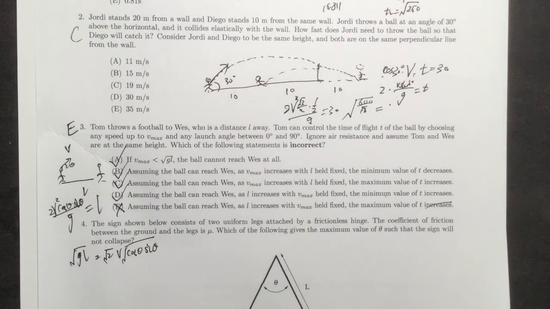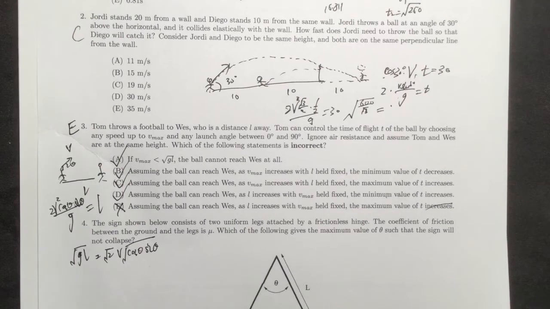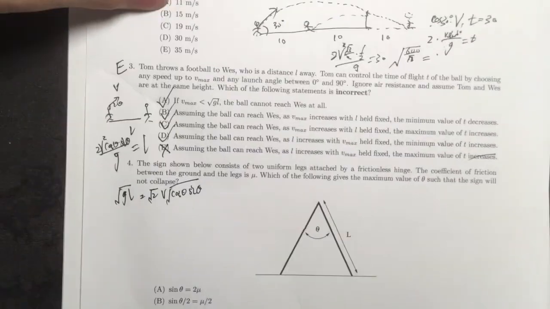Now let's look at the fourth one. The sign shown below consists of two uniform legs attached by a frictionless hinge. The coefficient of friction between the ground and the leg is mu. Which of the following gives the maximum value of theta, such that the sign will not be collapsed?